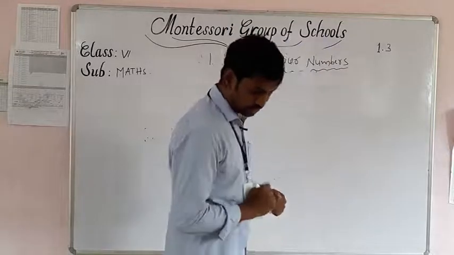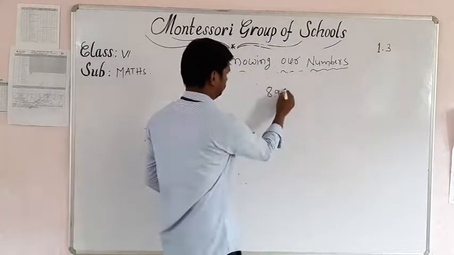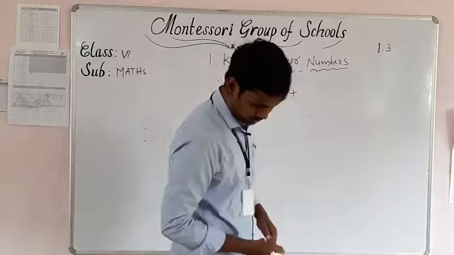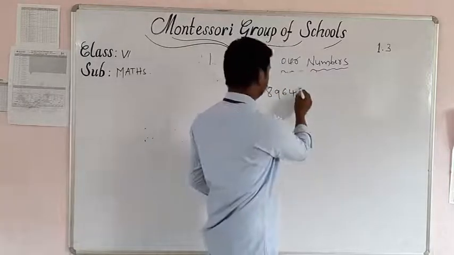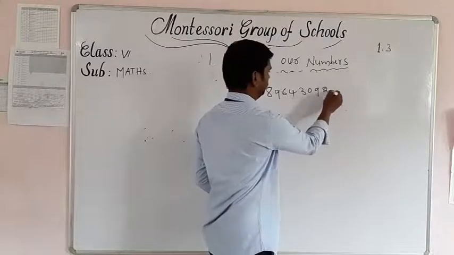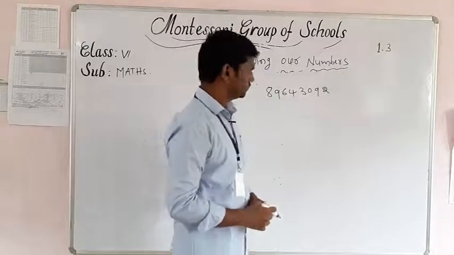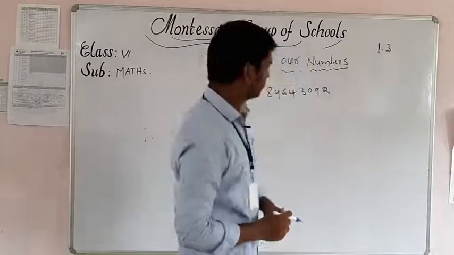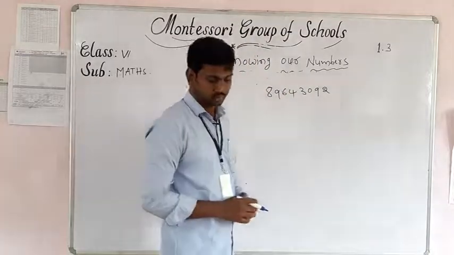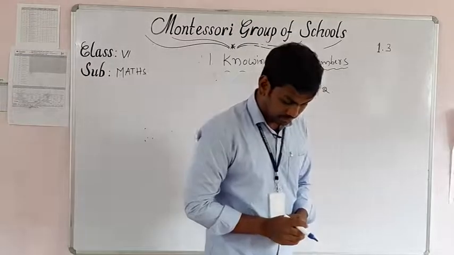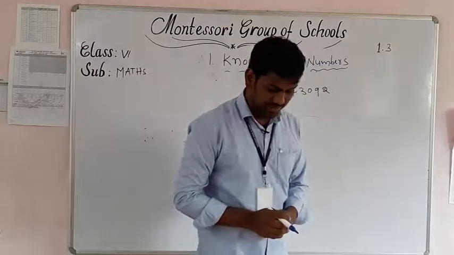The number is 8964, 3092. Question is, write the number in both Indian and international systems.